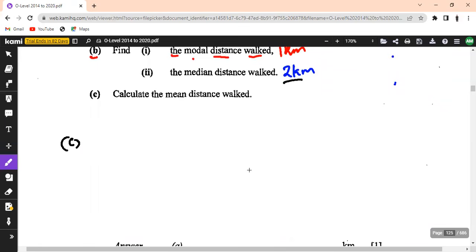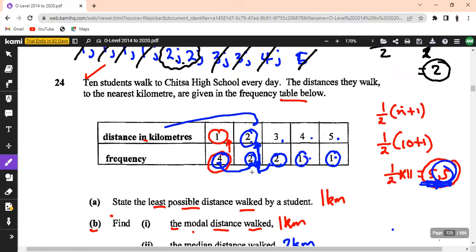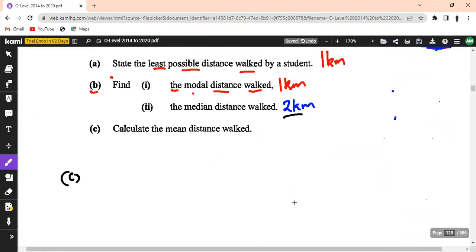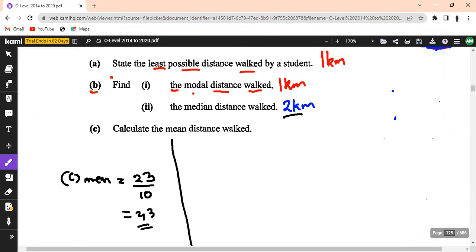So mean is just like this. You can choose to use this concept. If you have listed these numbers like this, you can choose to add them: 1 plus 1 plus 1 plus 1 plus 2 plus 2. You add all these numbers, then you divide by how many numbers there are, 10. 1, 2, 3, 4, 5, 6, 7, 8, 9, 10. That is the number of students which are there. So if we add this, we are going to obtain 23. Which means your mean, which is the average, is going to be 23 over the number of terms, which is 10. So it's going to be 2.3. So that's it. Or you can use this concept of the table.